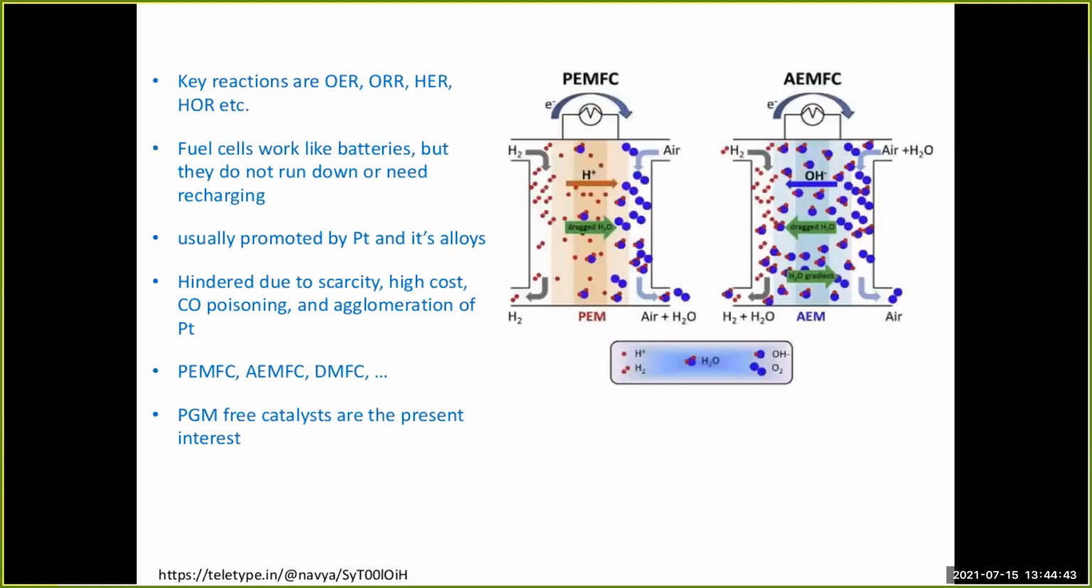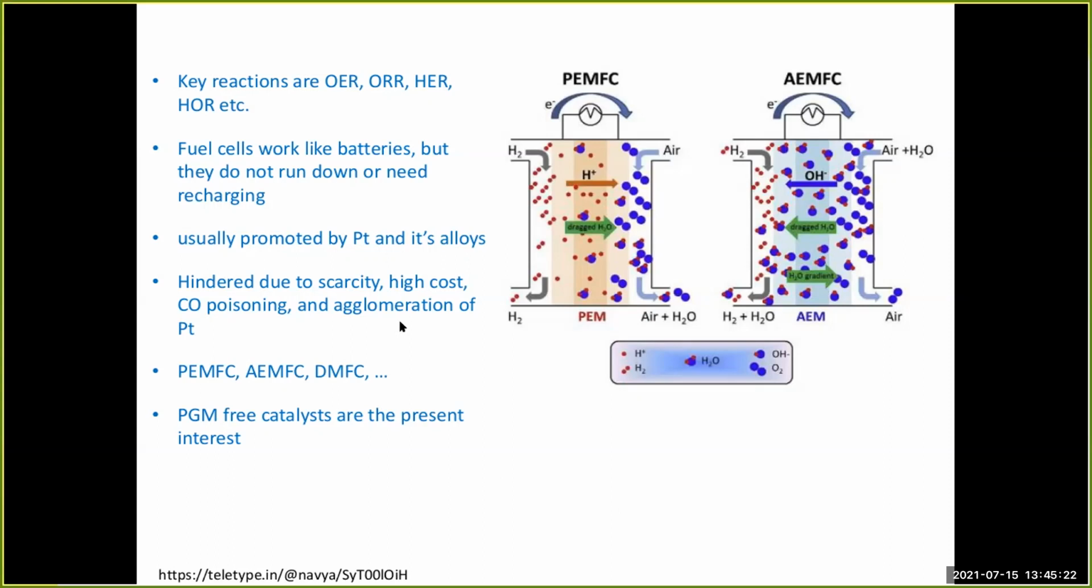What is an electrocatalyst? An electrocatalyst is a catalyst that participates in electrochemical reactions in which chemical energy transforms to electrical energy. In the electrocatalytic process, the key reactions are oxygen reduction reaction, oxygen evolution reaction, hydrogen evolution reaction, hydrogen oxidation reaction, etc. Of all these, the oxygen reduction reaction is at the heart of many fuel cells and metal air battery devices, and it has a special importance in electrocatalysis. Fuel cells work like batteries, but they do not run down or need any recharging as long as the fuel is supplied.